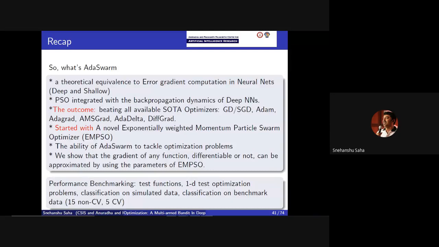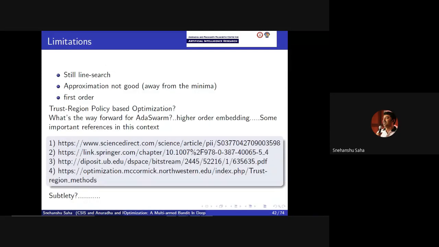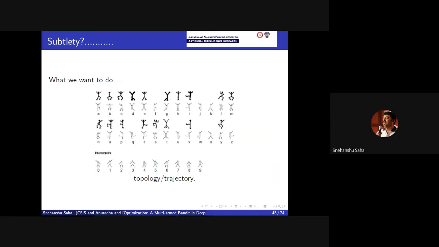Well, there are limitations because this is still line search. And as I mentioned, the approximation is not nearly as good away from the minima. It's a first order method, so there are some subtleties, and there are ways to improve this by integrating with Hamiltonian Markov chain, which we are thinking about right now, which is how to make this first order method into a second order method. That's basically what I want to do in future.